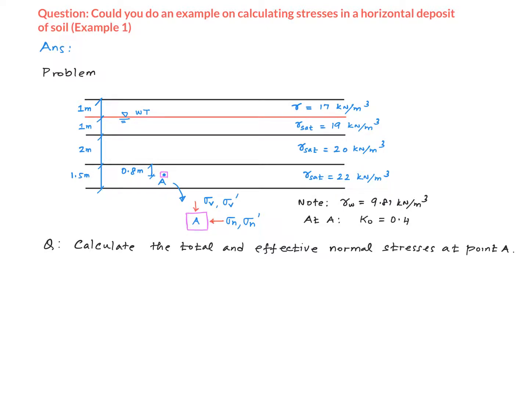Here's an exaggerated version of a differential element taken at point A. So the question is to calculate sigma V, sigma V prime, sigma H and sigma H prime. Because it is a horizontal deposit of soil with no horizontal forces acting anywhere in the soil deposit near point A, there are no shear stresses on this element.